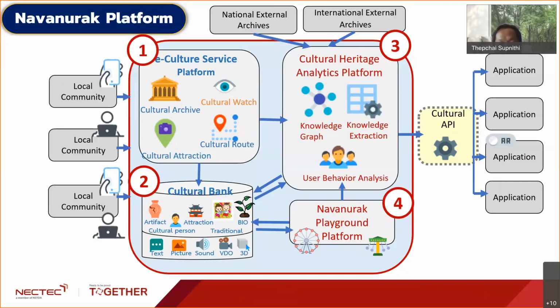And the fourth one is the Nawanurak Playground platform. This one, we think the collection of information like text, pictures, video, and 3D is a primary asset. But we can add on many things, for example, we can develop virtual reality, we can develop holograms, we can develop quizzes, and so on.